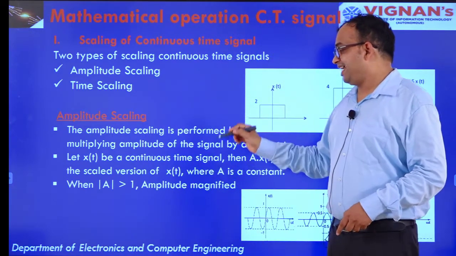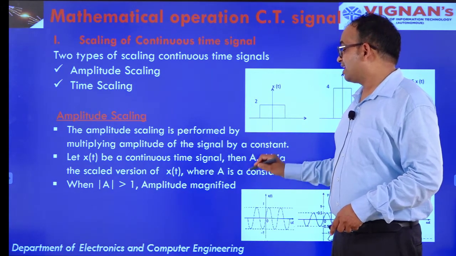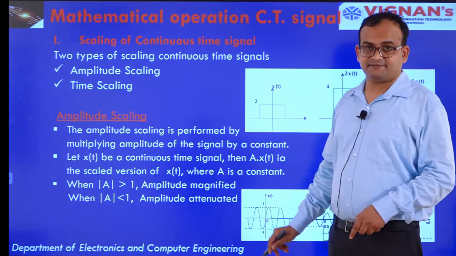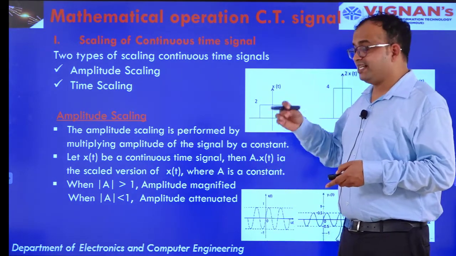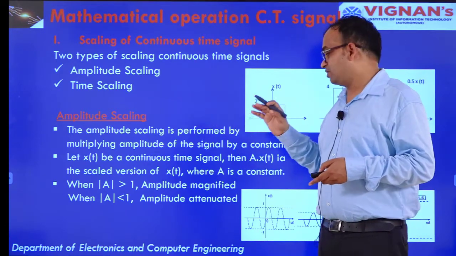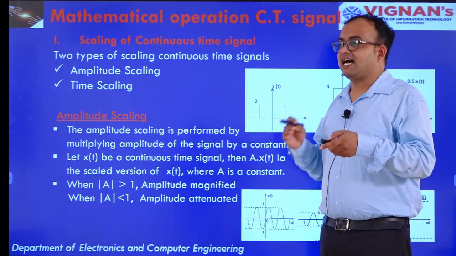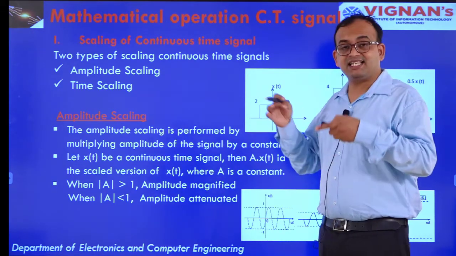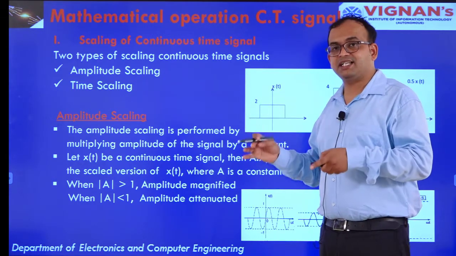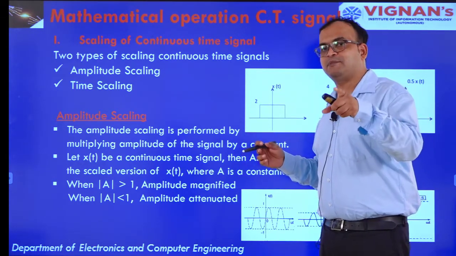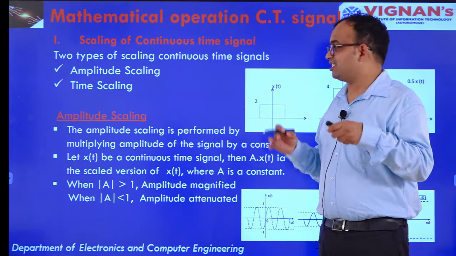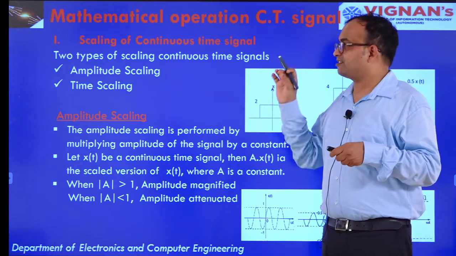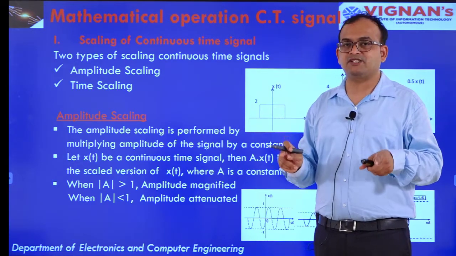When a is greater than 1, the amplitude is magnified, and when a is less than 1, the amplitude is attenuated. So when a is greater than 1, the signal is magnified, and the device that does this is an amplifier. Whereas if a is less than 1, the signal is attenuated, and the device that does this operation is the attenuator. This is the first operation, the amplitude scaling operation of a signal.